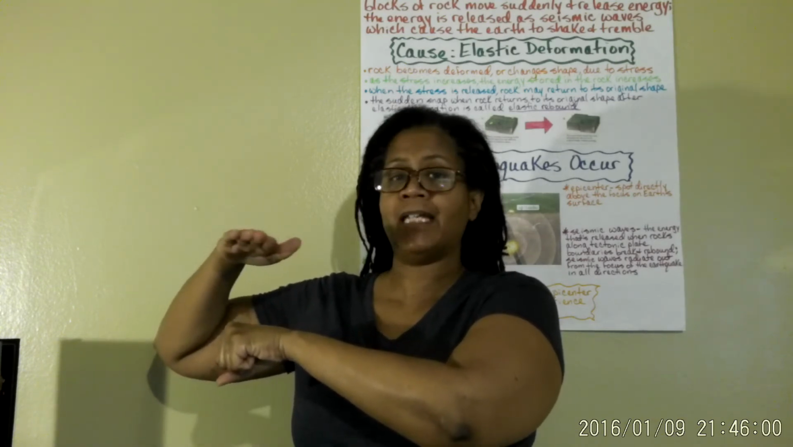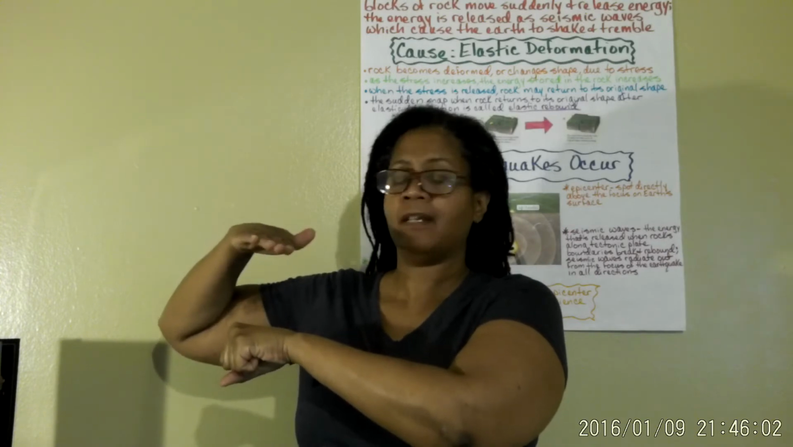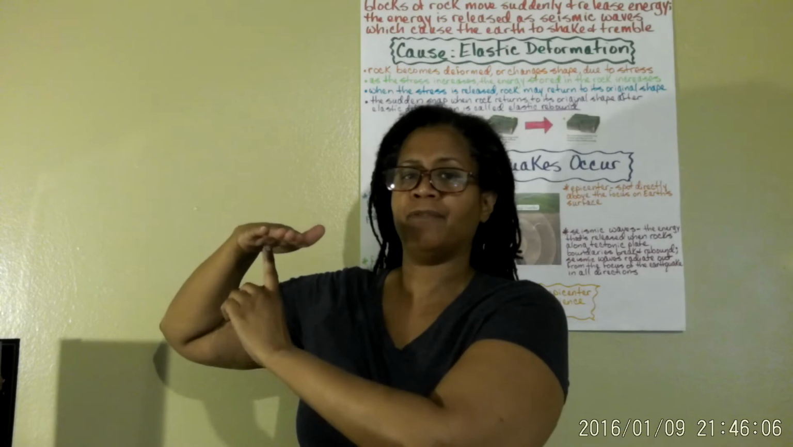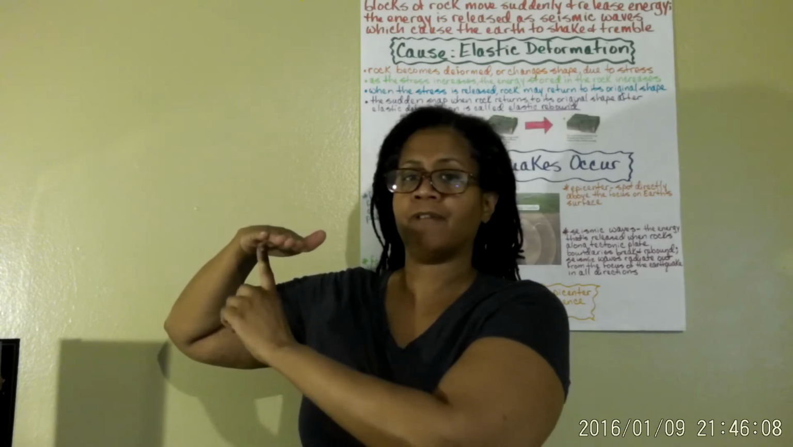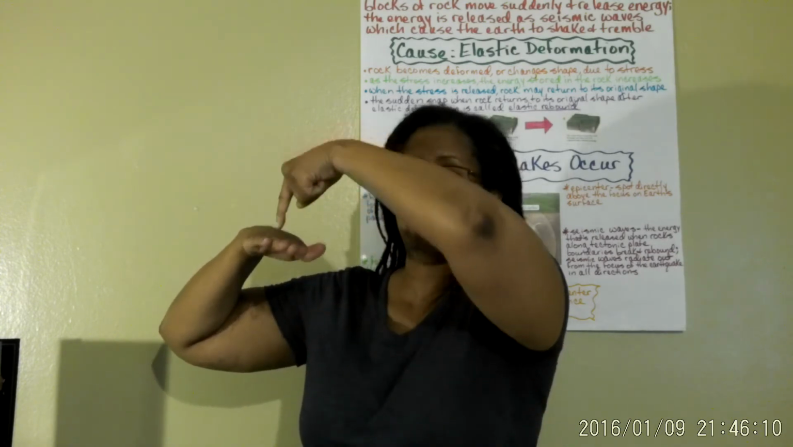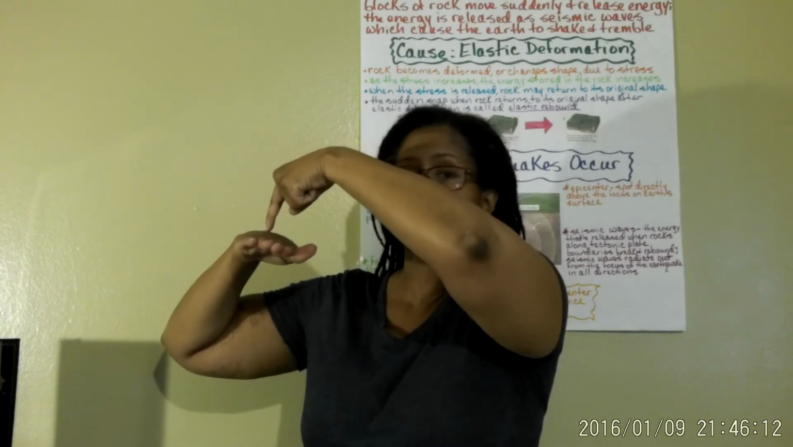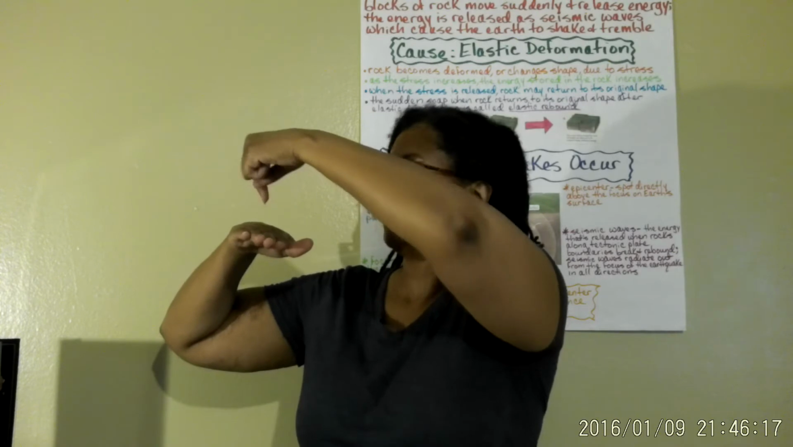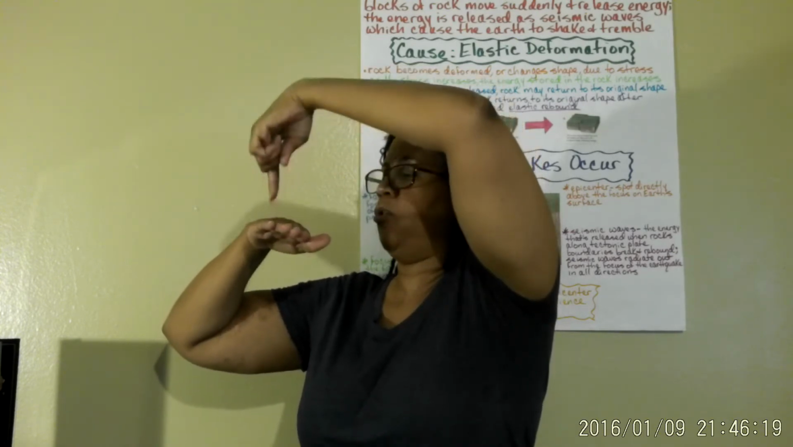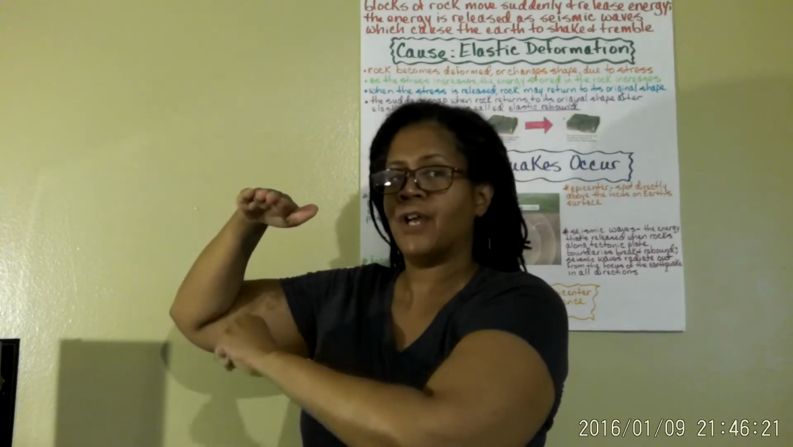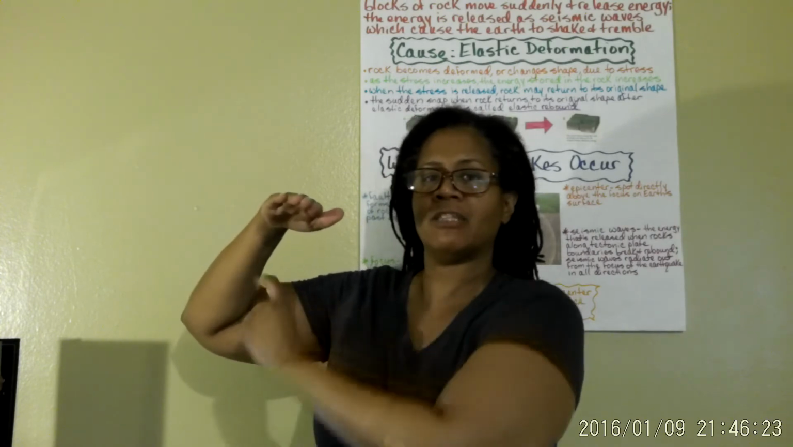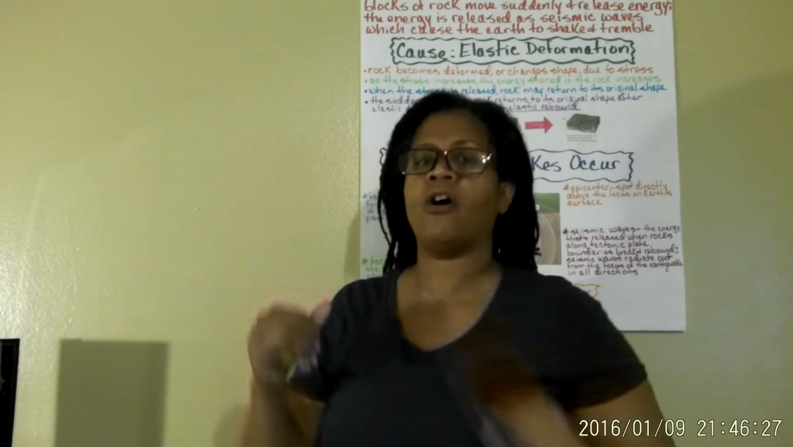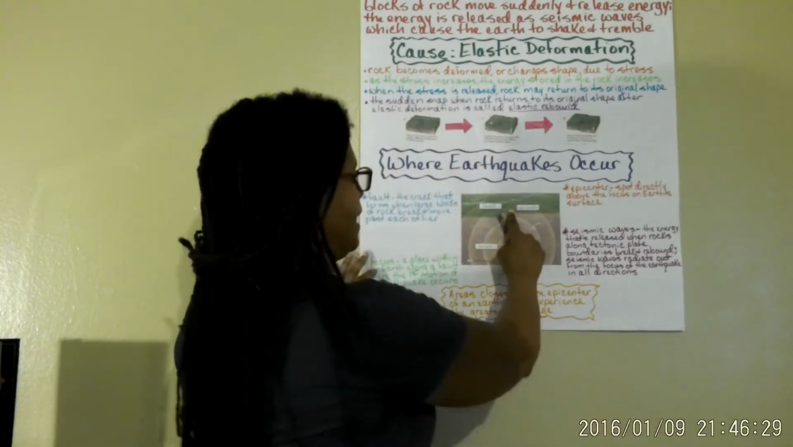Let's say we're right here at Earth's surface. There is a spot directly above the focus. Directly above the focus, that will be right here on the Earth's surface. That is called the epicenter, okay? So if you were to be able to dig a hole straight from one to the other, the focus is beneath the Earth. The epicenter is right there on the surface of the Earth, okay?